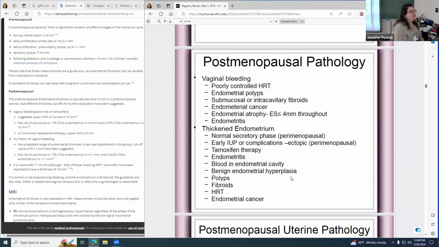So if they are officially postmenopausal and they have a thickened endometrium, it doesn't necessarily mean it's a carcinoma. It could be benign endometrial hyperplasia, but the doctor wouldn't know for sure unless they did a biopsy. Pretty much if a woman comes in and they're at 5 millimeters, they're getting a biopsy because they want to see what's causing that thickening. Could be polyps, fibroids, hormone replacement therapy, or endometrial cancer.